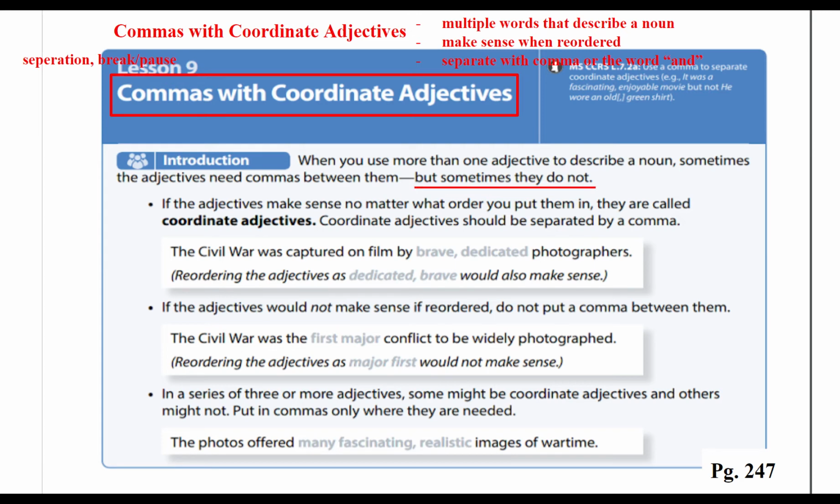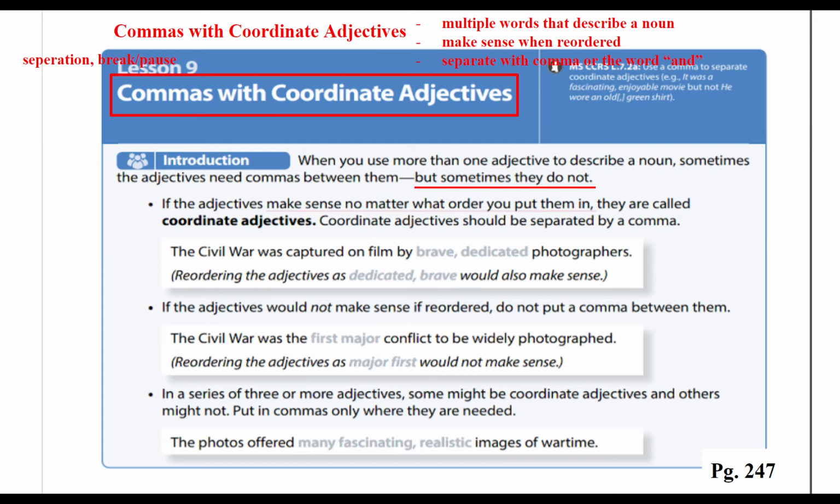So, when you use more than one adjective to describe a noun, sometimes the adjectives need commas between them, but sometimes they do not. So, you don't always have to have a comma between them, but if you're going to leave that comma out, that means it's not a coordinate adjective. So, this whole lesson is going to be us practicing when to use commas with coordinate adjectives. All right, so down below we have some notes. These are very similar to the notes that you took down in your source book. So we're going to take some time to go over this and review what they say.